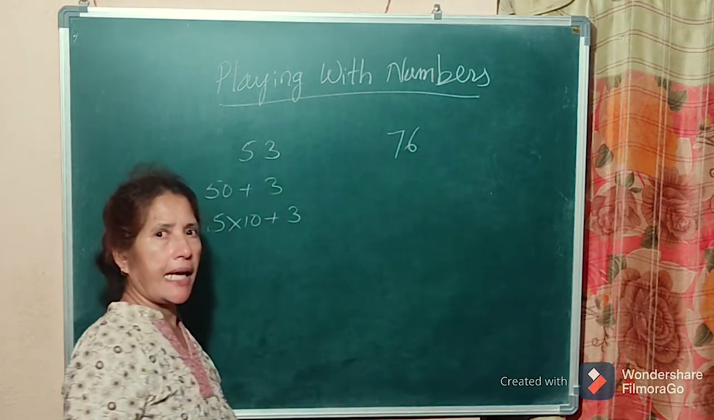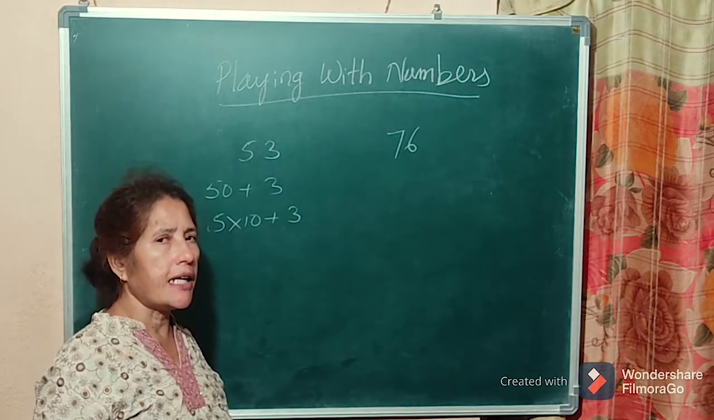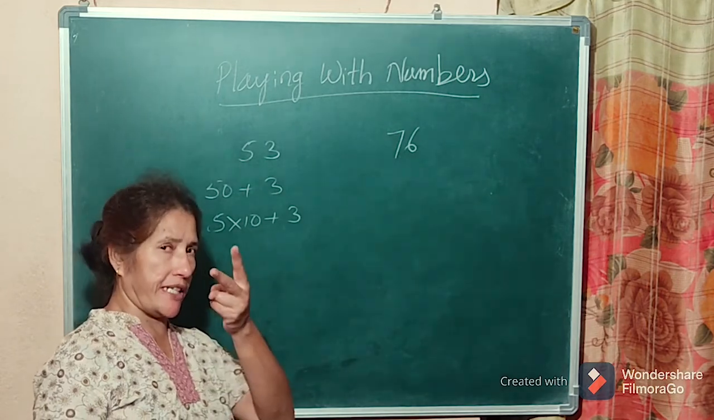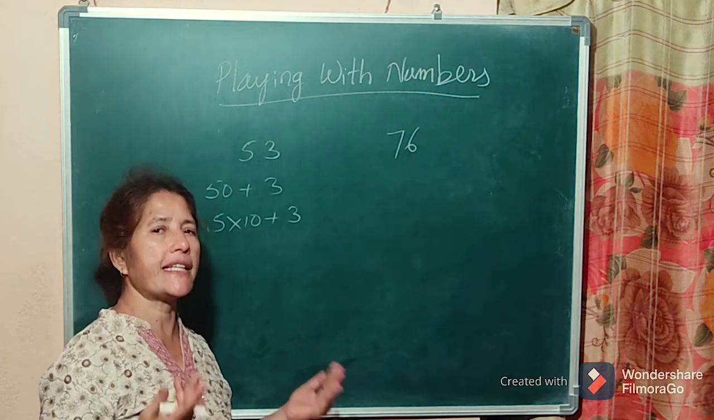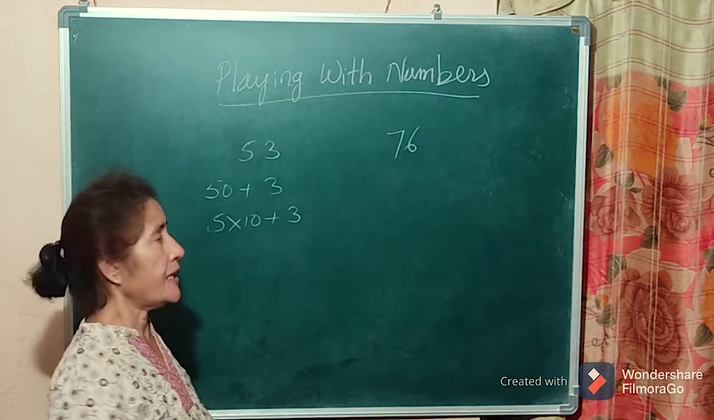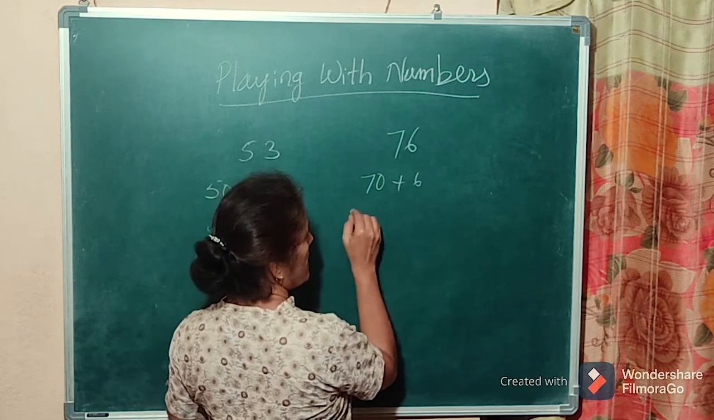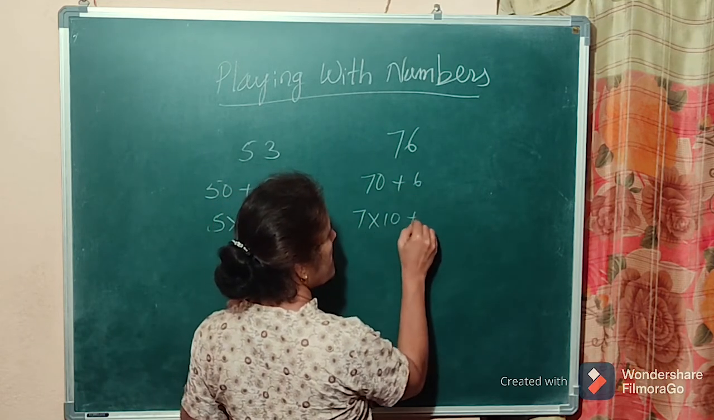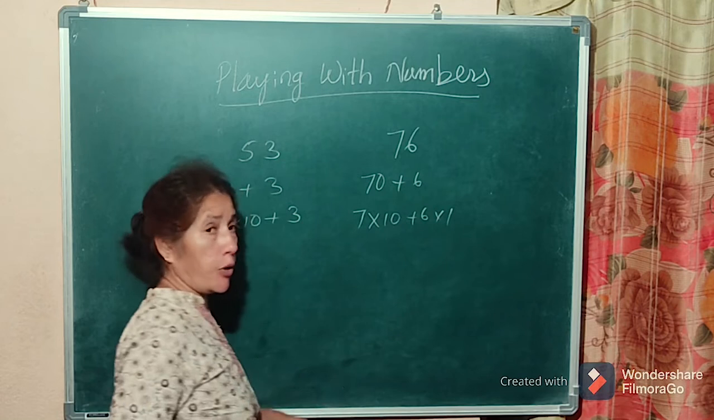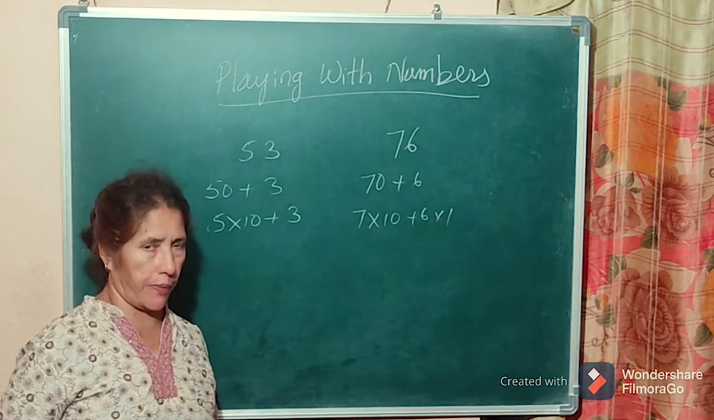What is this? I don't read as 7, 6. If I ask, how many digits are there? 2 digits. What are those? 7 and 6. But what is the number? 76. So what is 76? 70 plus 6 or 7 into 10 plus 6 into 1. I hope you understood. This is called expanded form or generalized form.